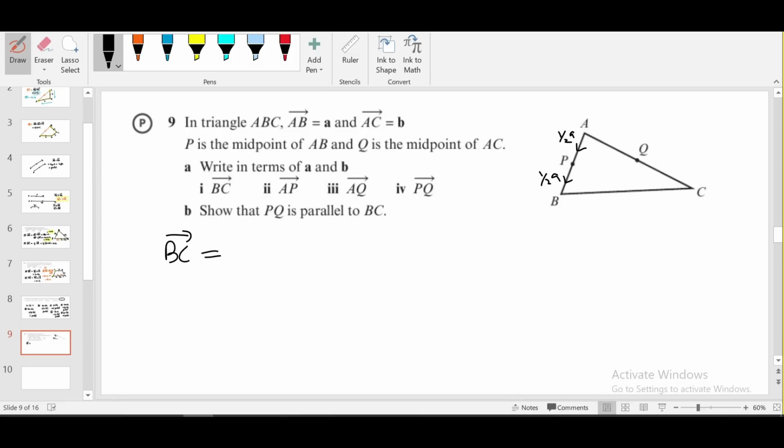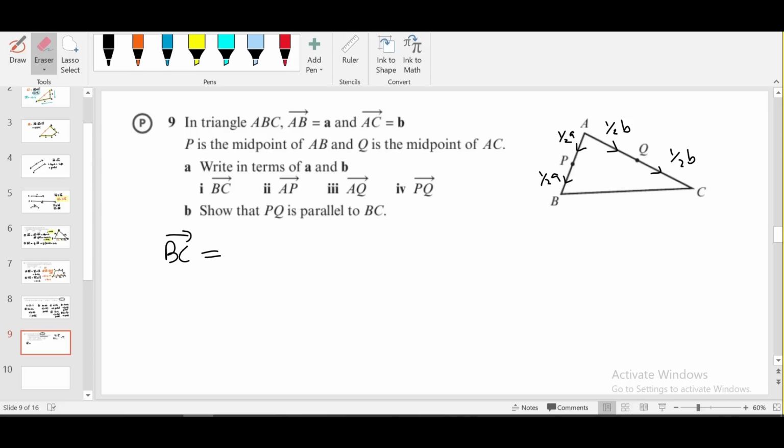One second, I'm still writing. Okay. Don't write the whole question, just put the question number, that's enough. Yeah, I'll start it. Okay. AB is a and P is the midpoint. So can I say AP is half a, PB is half a? Yes. The same way AC is b, and Q is the midpoint. So this is going to be half b and half b, right?